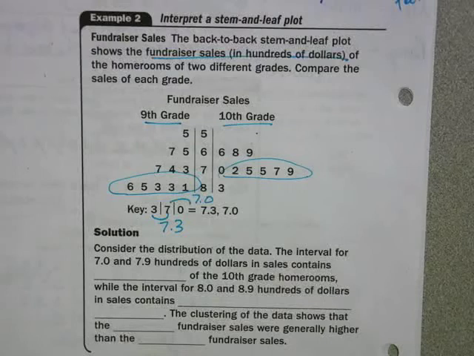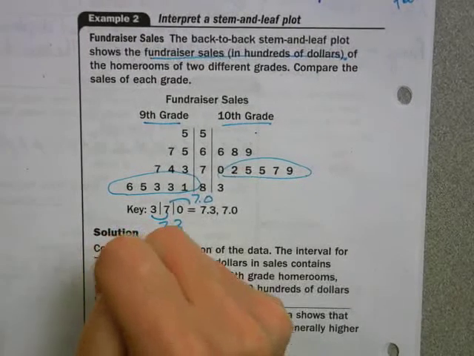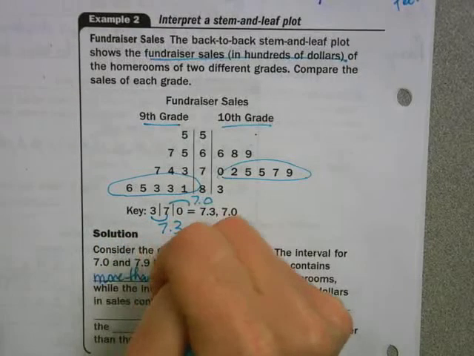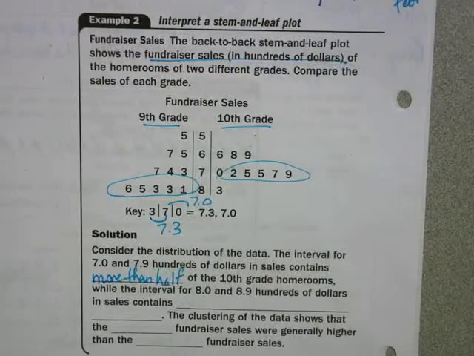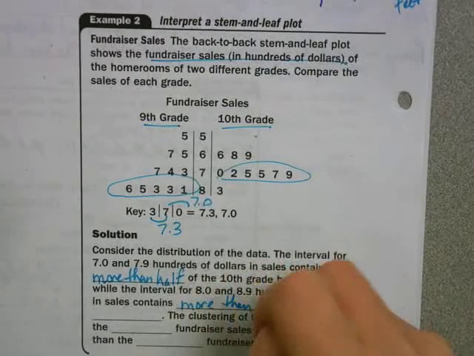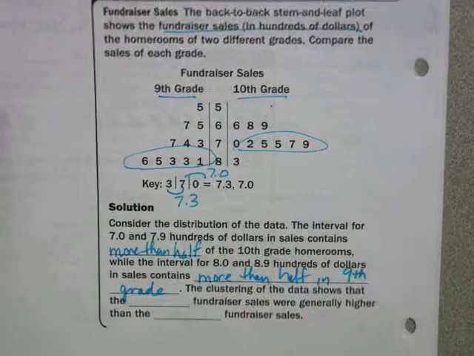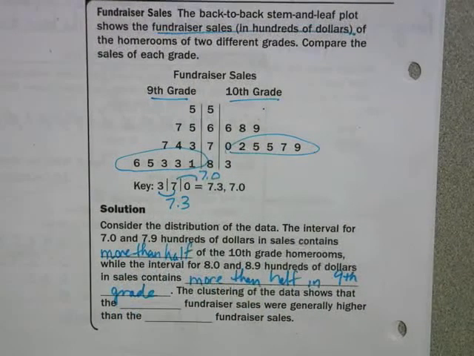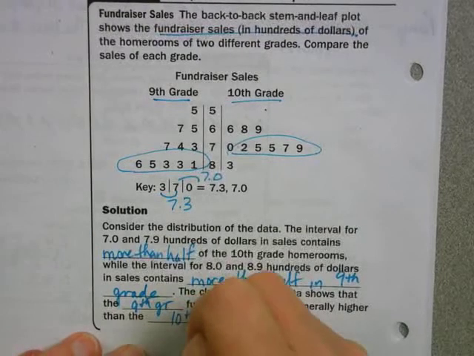So it says consider the distribution of the data. The interval for 7.0 to 7.9 hundreds of dollars in sales contains more than half of the 10th grade homerooms, while the interval of 8 to 8.9 hundreds of dollars in sales is more than half in 9th grade. So what we can say is the clustering of the data shows that the 9th grade fundraiser sales were generally higher than the 10th grade fundraiser.